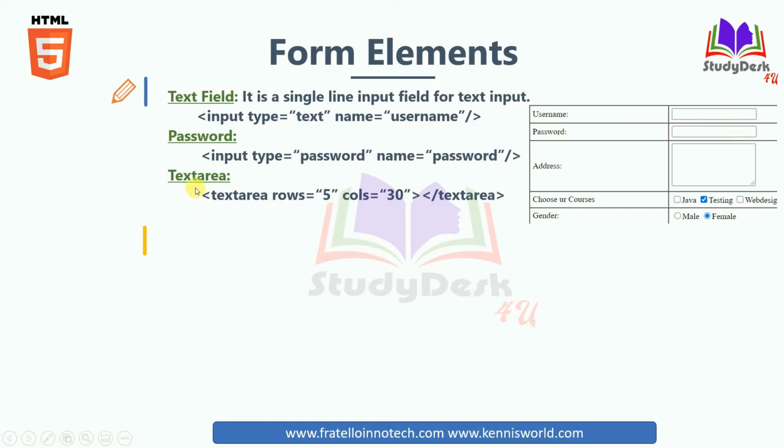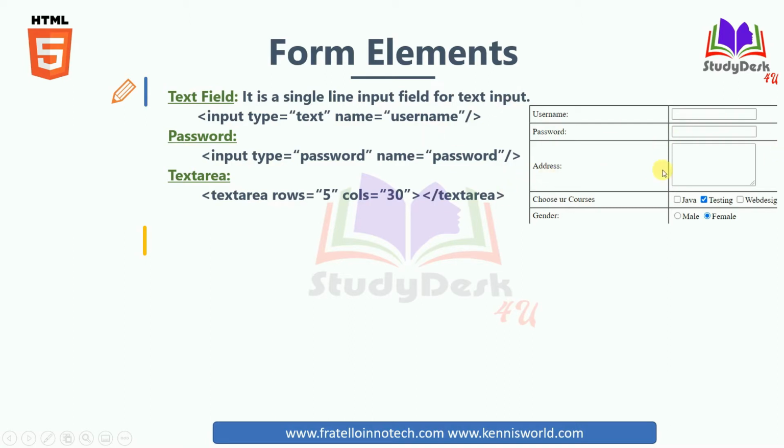The next one is text area. If you want to define a multi-line text input, then we can use the text area. Whereas a text field takes only a single line, a text area contains multiple lines and can hold an unlimited number of characters. The size of the text area can be specified using rows and columns. The rows attribute specifies the visible number of lines in a text area, whereas the columns attribute specifies the visible width of a text area.